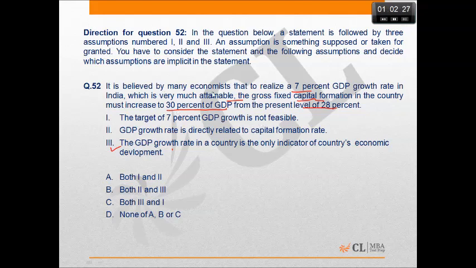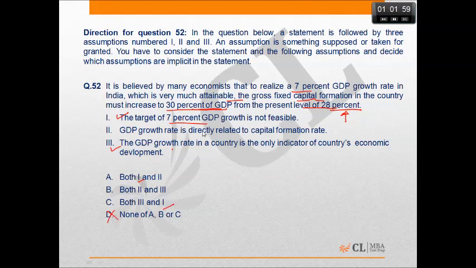It is believed by many economists that to realize 7% growth is very much ideal. Okay, yeah, so this is also possible. This is a natural outcome. This makes sense, that growth. This is not feasible, because for this you need a 30% GDP from the present level of 28. So one is a natural outcome, that is not feasible now.